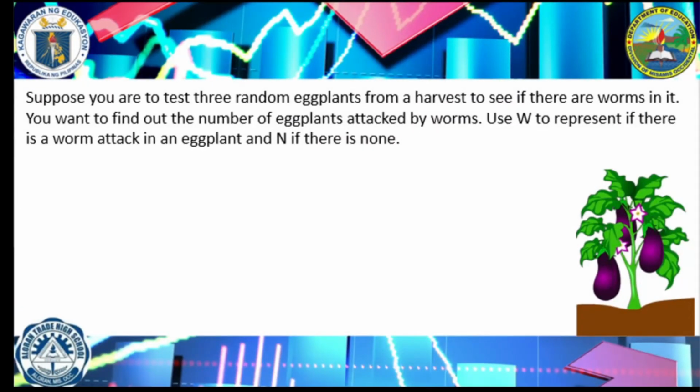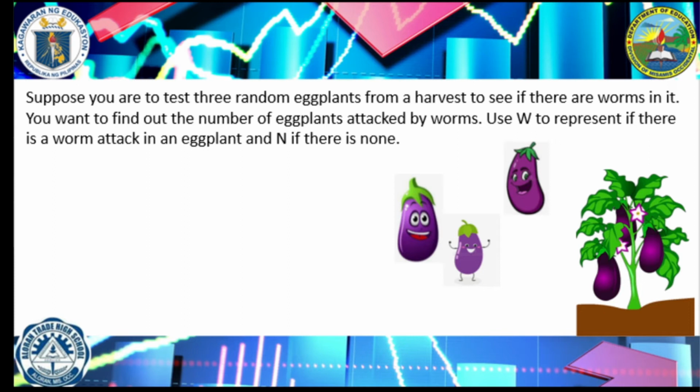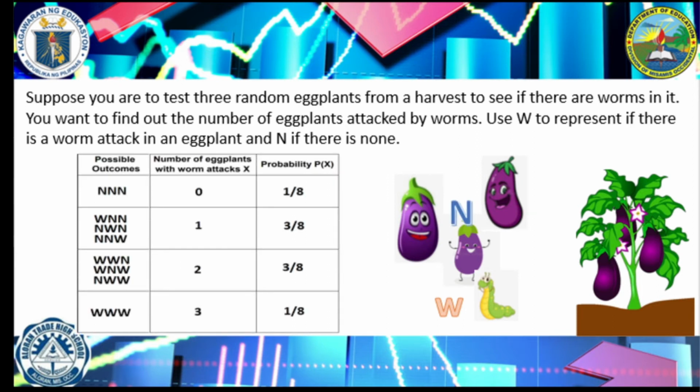Suppose you are to test 3 random eggplants from a harvest to see if there are worms in it. You want to find out the number of eggplants attacked by worms. We use W to represent if there is a worm attack in an eggplant and N if there is none. So we have this table of the data that we have gathered.